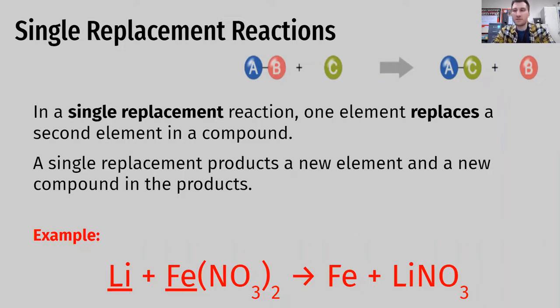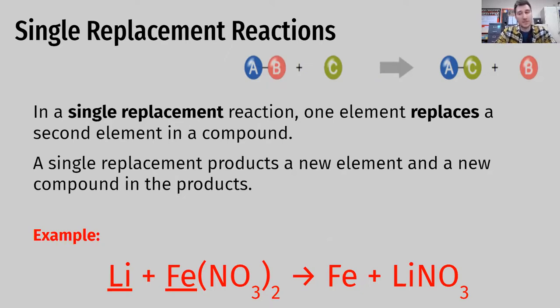The focus of this video is going to be on single replacement reactions. In a single replacement reaction, one element is going to replace a second element that is in a compound. And what we're going to be doing is creating a new element and a new compound in our products. We've discussed previously the general formula of all the different types of reactions in this unit.